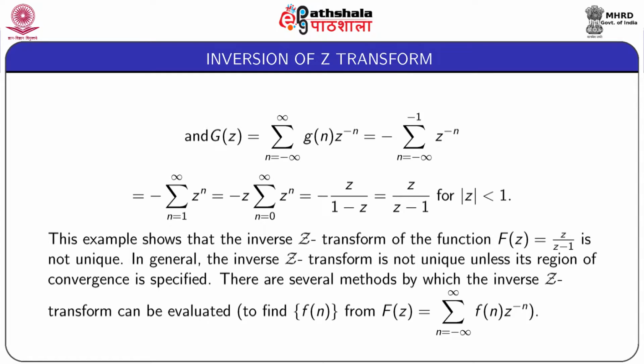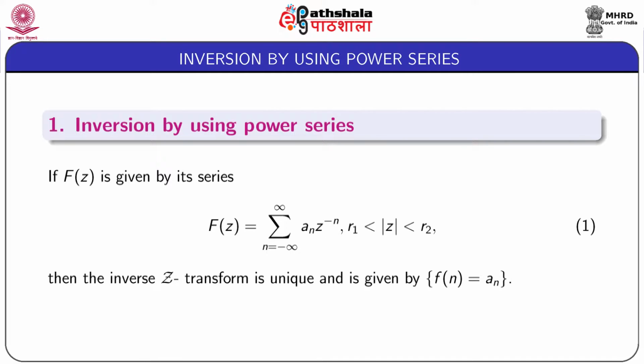Now there are several methods by which inverse Z transform can be evaluated, that is, to find out Fn if capital Fz is given. In the first method, we shall find out inverse Z transform by using power series. If capital Fz is given by its series, capital Fz equal to summation n equal to minus infinity to plus infinity an z to the power minus n, where mod z lies between R1 and R2 as given by equation 1, then the inverse Z transform is unique and is given by Fn equal to an sequence.